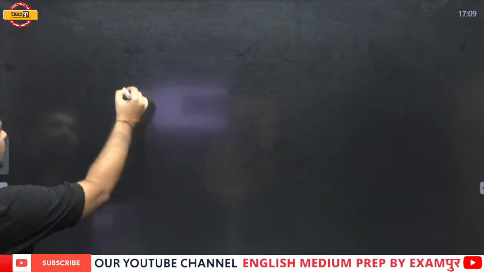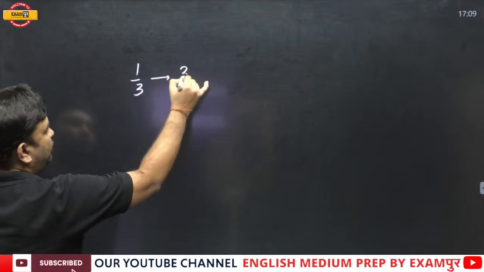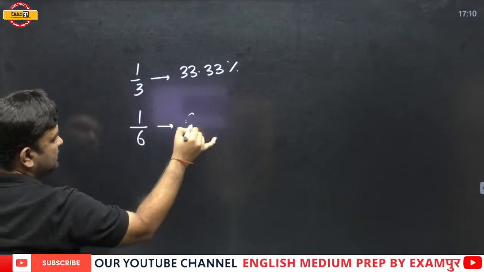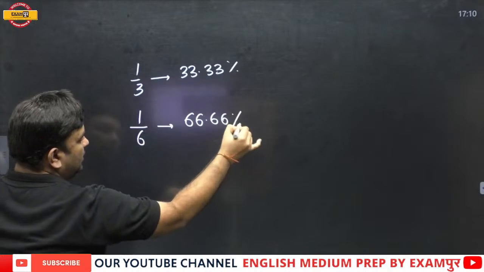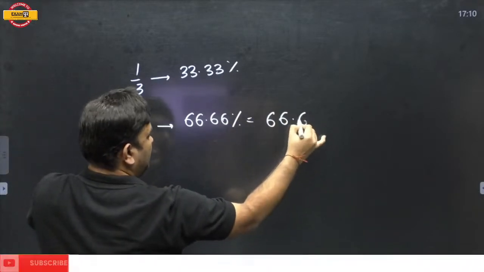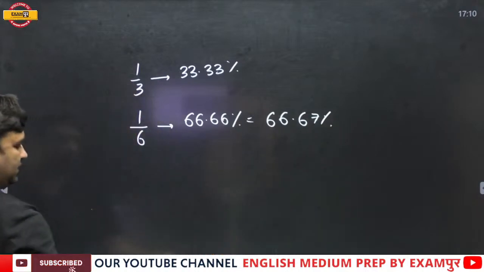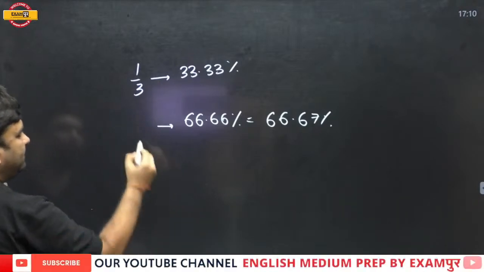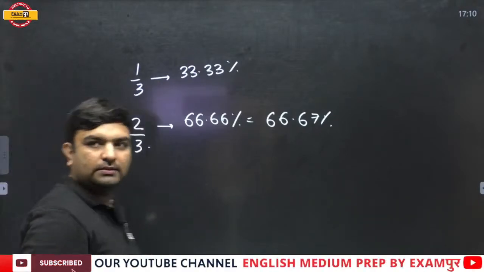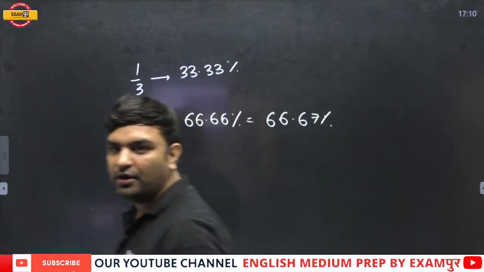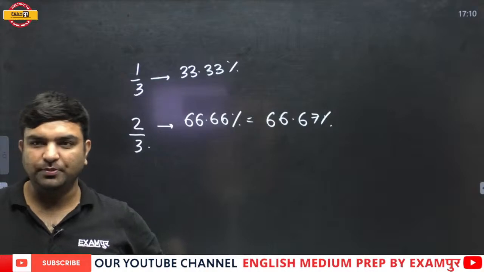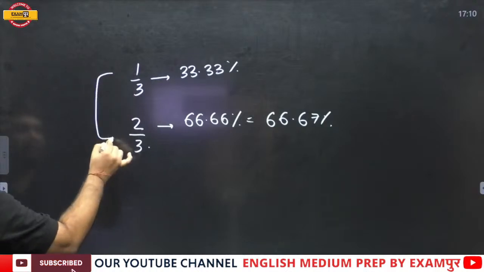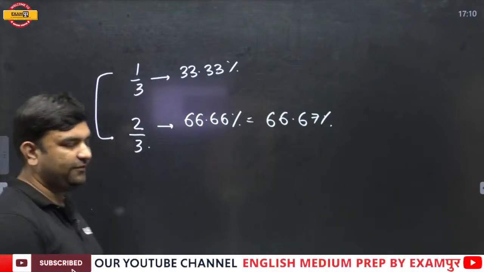Those values are: 1 by 3 is 33.33%. Similarly, 2 by 3 is double of it, 66.66, or we can write it as 66.67%. Just a minute. This is 2 by 3. Since 1 by 3 is 33.33%, 2 by 3 is just multiplied by 2. You will get 66.67%.